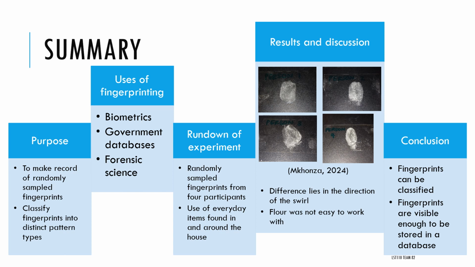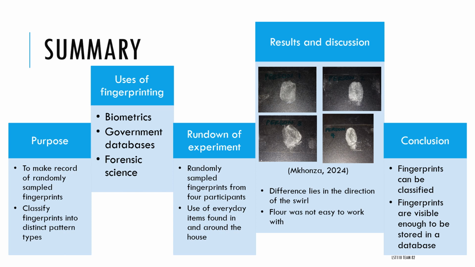The experiment was carried out using common everyday items such as baking powder, sellotape, and paper. The fingerprints were recorded by marking a piece of sellotape with the fingerprint coated in baking powder, and then later recorded and compared to the fingerprints of Annexure A.